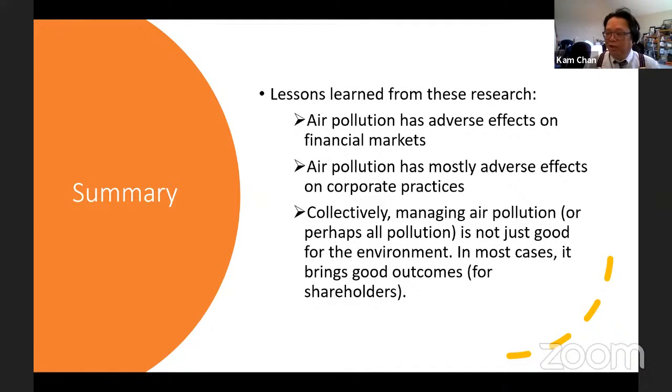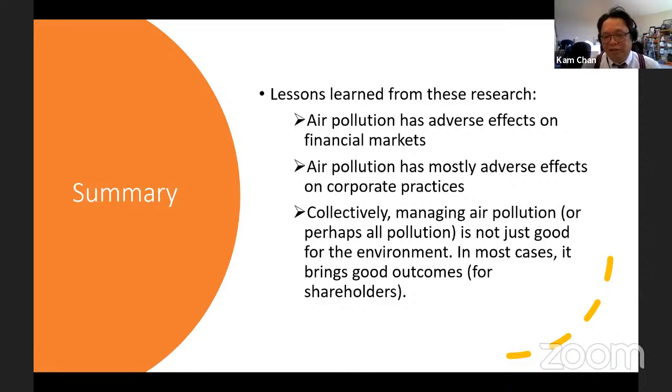I also find out that air pollution has mostly adverse effect on corporate practice. The exception is CSR, okay? So what that means is, if a country or a government or city manages air pollution, it's not just good for the environment. In most cases, it's really good for business.